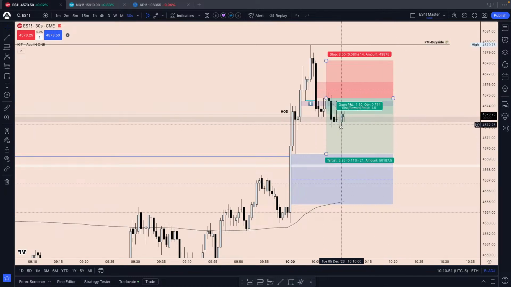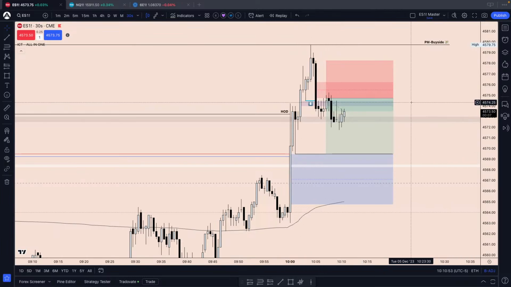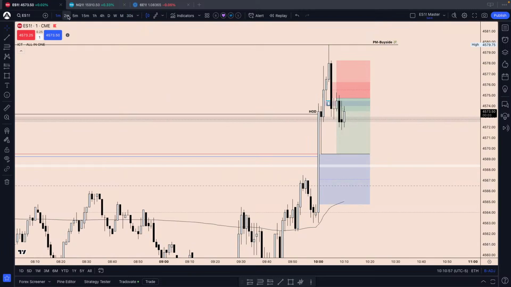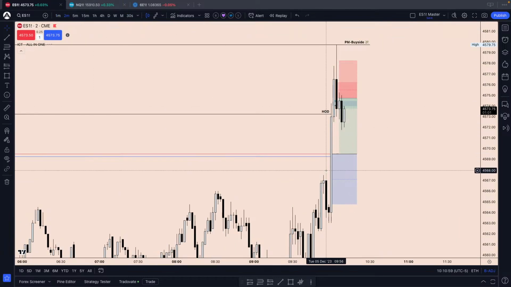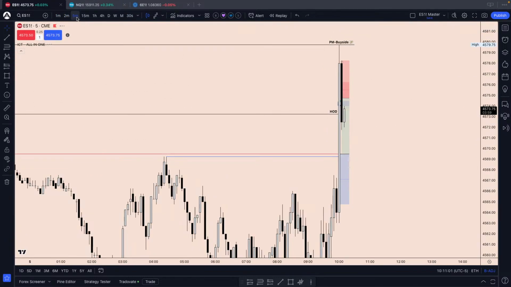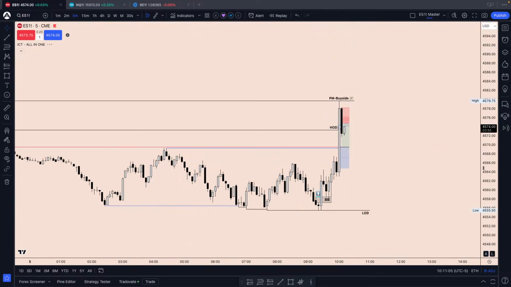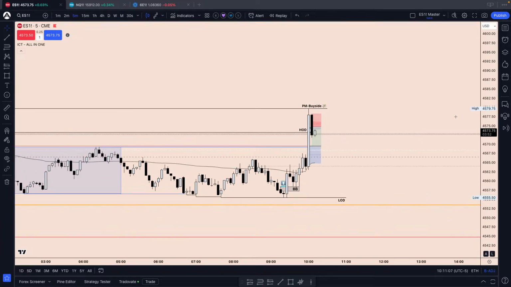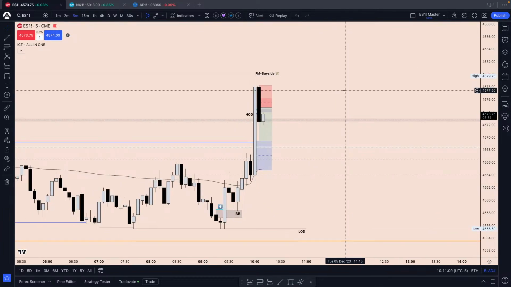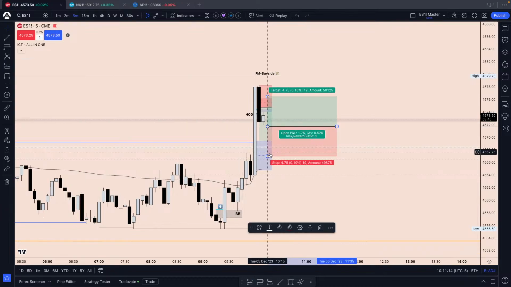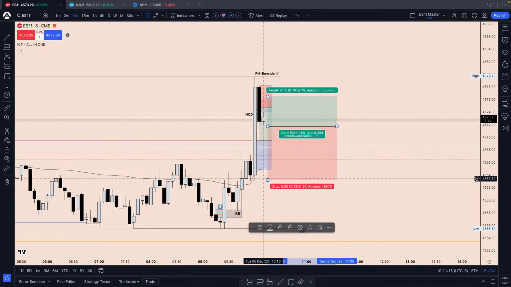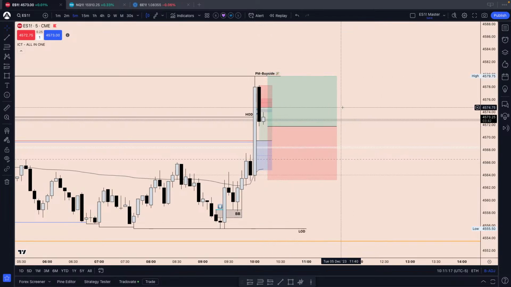Last level of defense before we continue lower into the short-term low would be the new day opening gap. Check out the 2-minute. 2-minute bullish fair value gap. 5-minute bullish fair value gap below here. But risk management wise, I don't think taking a long off the 5-minute would be really attractive. PM buy side, a 1-to-1 risk to reward.